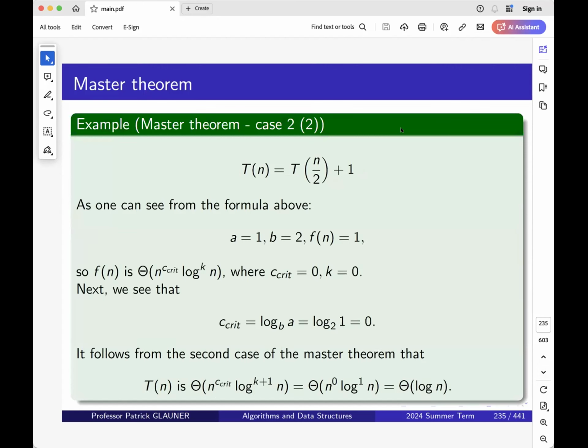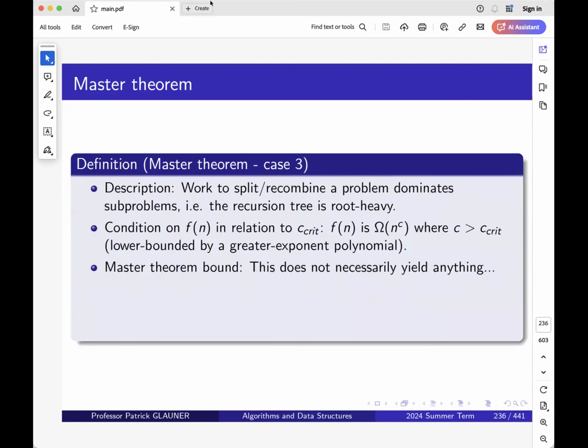You've seen these examples here for case 2. Now, the only thing is, there is a case 3. And case 3 is a little bit more tricky. Because now we've seen the cases like case 2, where the work for splitting and recursion and recombining is comparable. We've seen the leaf-heavy ones. So the last case left is the root-heavy ones, where the work for splitting and recombining the problem dominates the work that is done in the subproblems.